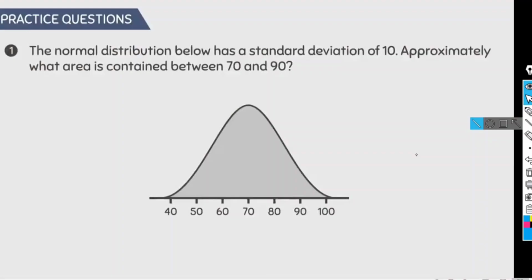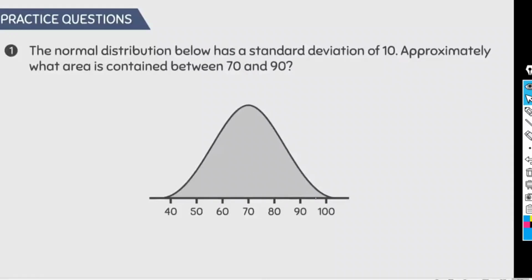Now, this is a question from the TCS exam once again. Why TCS exam? Earlier I used to train at TCS, that is the reason I have collected TCS exam questions. Now here there is a normal distribution where we have a standard deviation of 10. Approximately what area is there between 70 to 90?